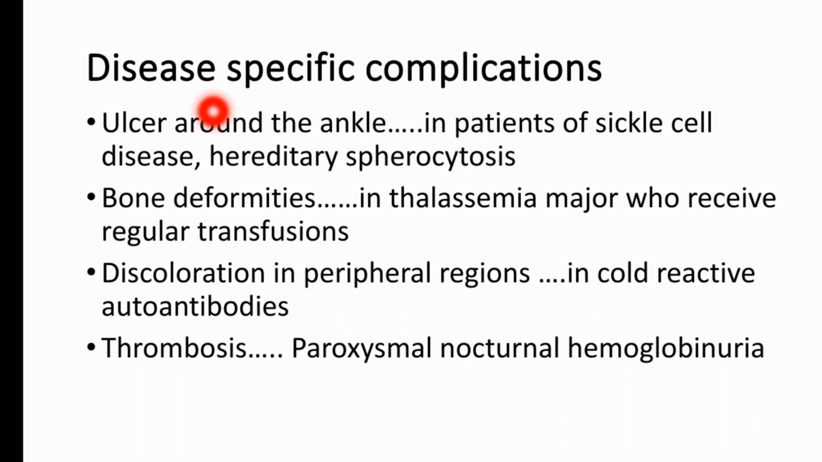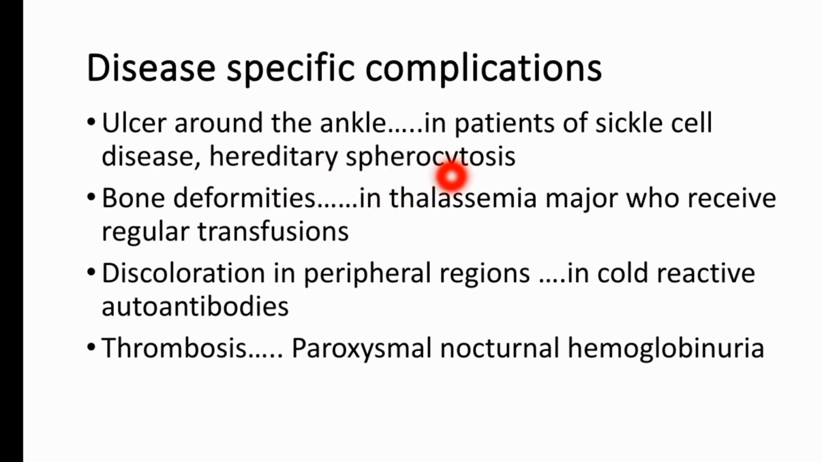Here are some disease-specific complications. I've listed four of them. First of all, there is ulcer around the ankle. This is something which is seen in the patients of sickle cell anemia and hereditary spherocytosis. This is something I have told you before.